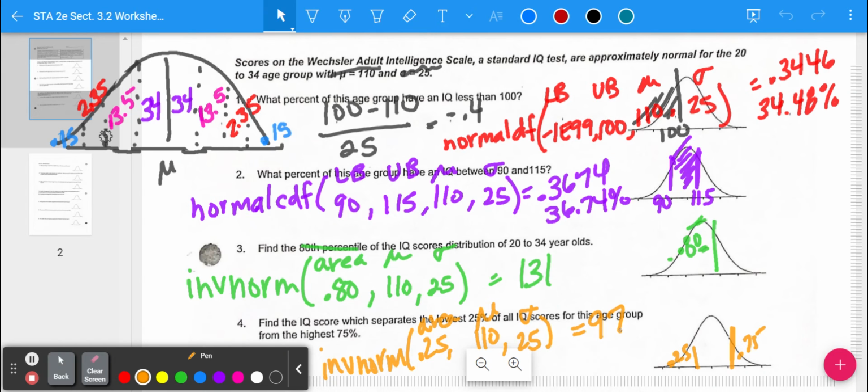And then the highest 75%, be careful with this. This is how you want to do where the entire area is the 75%. Okay. So I'd run the exact same thing, inverse normal. I've just changed the 0.25 to 0.75, and that should give me a score of 127.